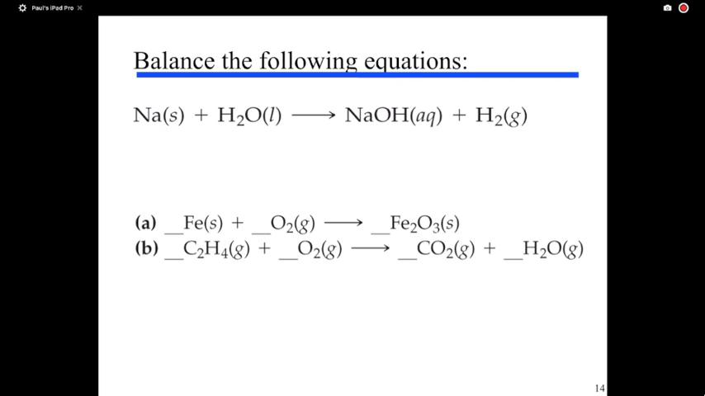Sodium, water, sodium hydroxide, hydrogen. Okay, you saw it balanced, but let's take a look. This side, sodium, I've got 1, correct? This side, how many? 1. Okay. Hydrogens, I have how many here? 2. And I have how many here? 1 there and 2 there. Uh-oh. Think about this. I have 3 hydrogens on this side, right? That's more, correct?